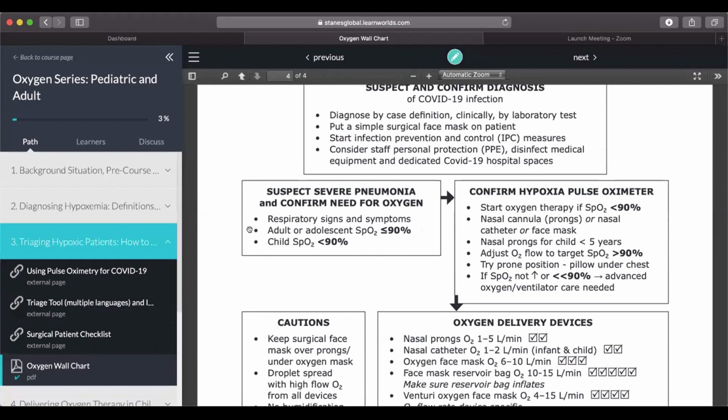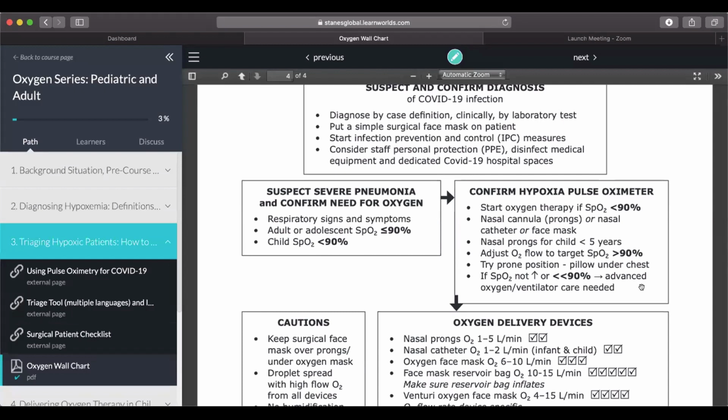You can see here the adult or adolescent is less than 90% on the pulse oximeter, and a child is less than 90% on the pulse oximeter. Once you confirm that you have less than 90% SpO2 on the pulse oximeter, that gives you the diagnosis of hypoxemia, and so you want to start your oxygen therapy. You can start with nasal cannula or prongs, or you can start with a face mask. For children under 5, you can start with nasal prongs, and you want to adjust the flow to increase to greater than 90%. You can try prone position.